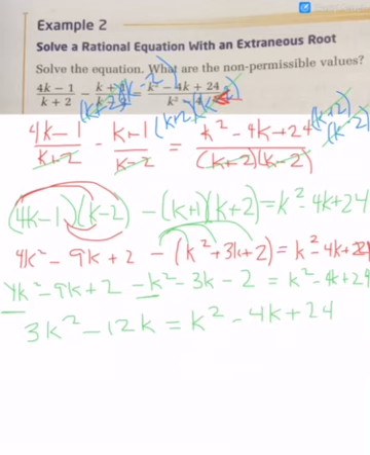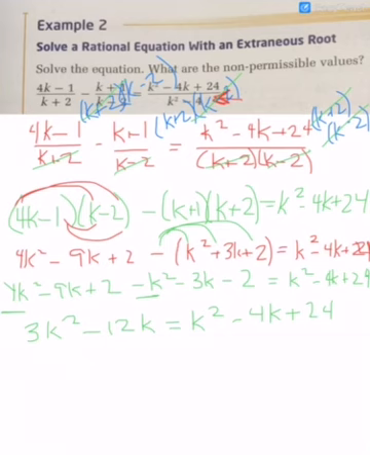Now I'm just going to keep going. I'm going to move everything to one side because I can see that it's quadratic. So when you're solving a quadratic, you want it to equal 0. So I'm going to subtract the k squared over, I'm going to add the 4k over, and I'm going to subtract the 24 over. So we end up with 2k squared minus 8k minus 24 equals 0.